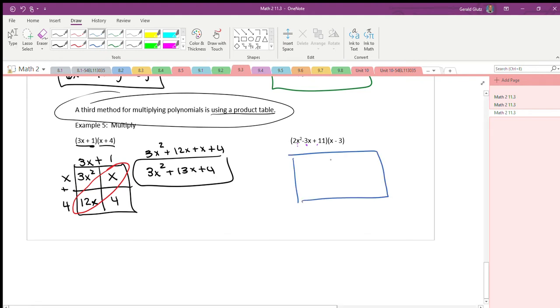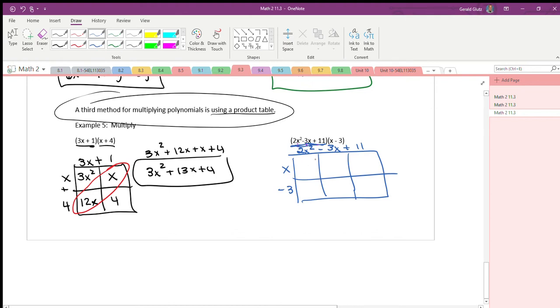And then the last example here. So since we have a trinomial, something with 3 terms, I have to have 3 on one of the sides of the boxes. So whatever side has 3 spots, that's where I'm going to put the 3 things. So 2x squared minus 3x plus 11. And then on the side with 2 spots, I'm going to put the x minus 3. So x and then minus 3.